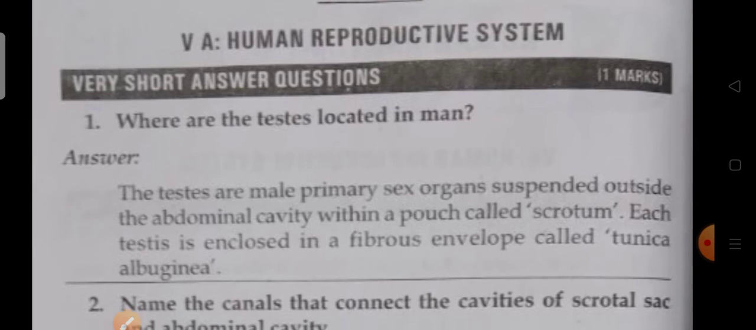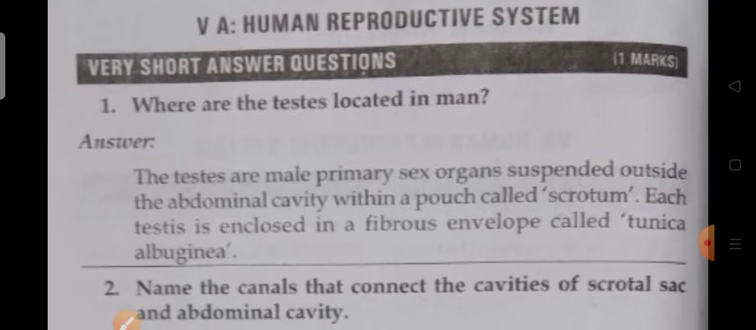Okay, human reproductive system. What are the testes located in man? The testes are male primary sex organs suspended outside the abdominal cavity within a pouch called the scrotum. In the pouch itself, the male organs will be protected, outside the abdominal cavity. Each testis is enclosed in a fibrous envelope called tunica albuginea.